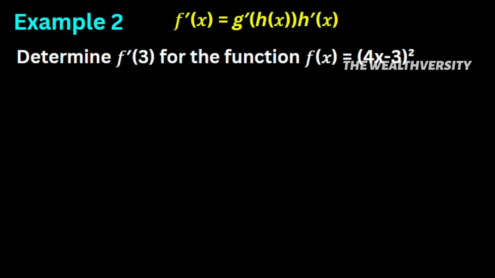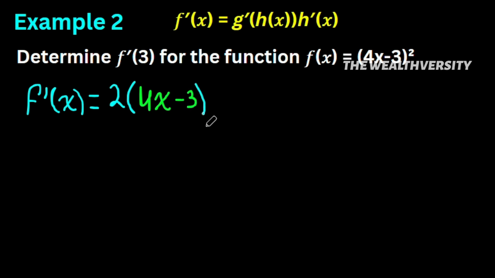The next example asks to determine f prime of 3 for the function f of x is equal to 4x minus 3 squared. The first step is to find the derivative of the function, then we sub 3 in for x to find f prime of 3. So f prime of x is equal to 2 times 4x minus 3 to the power of 1 times 4. Next we multiply 2 times 4 and we get 8 times 4x minus 3.